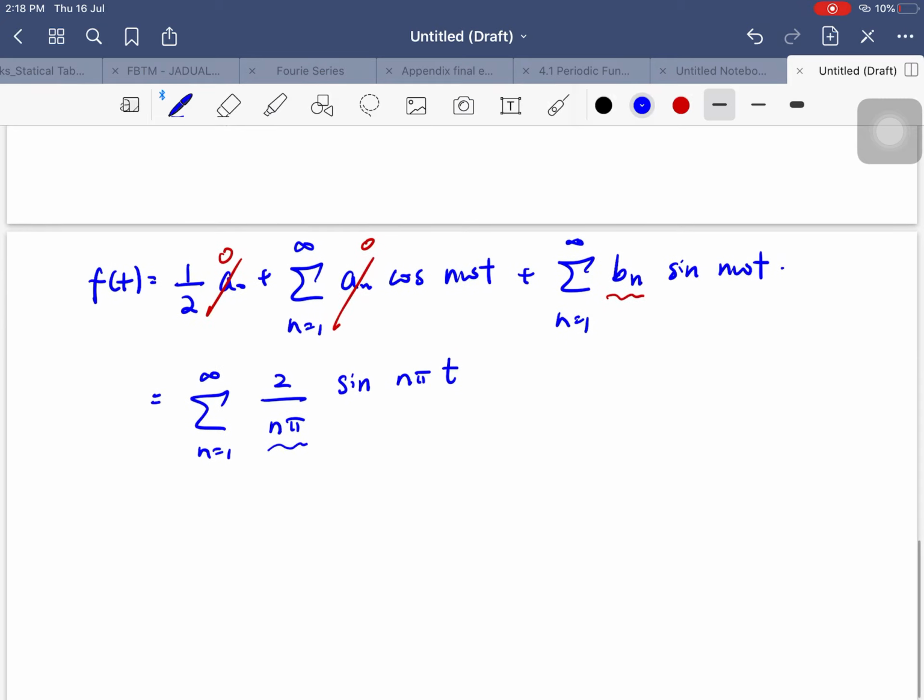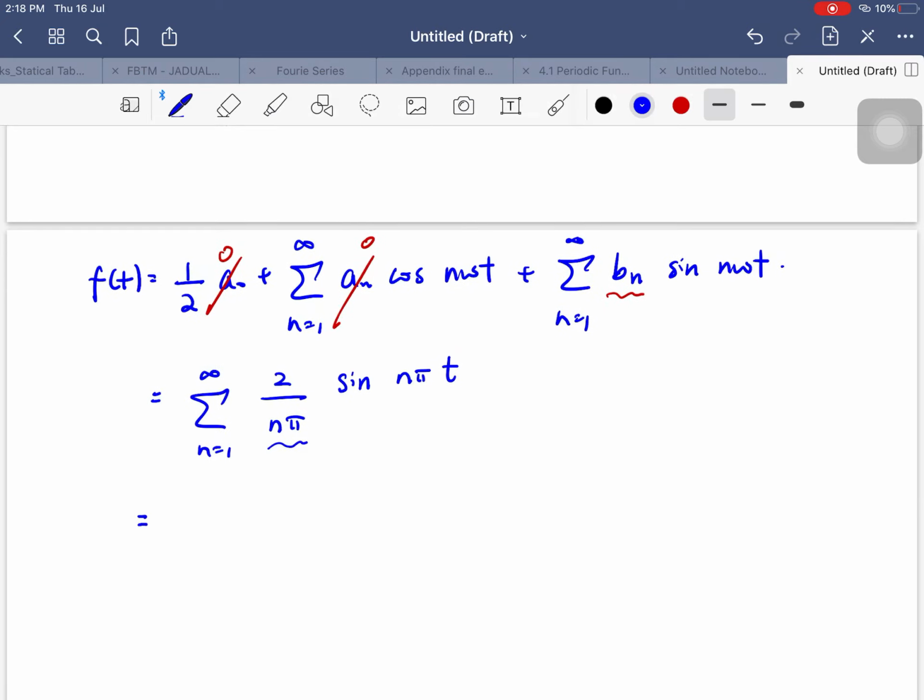Or instead of writing it like this, I can also bring out the 2 and the pi, because they are not related to n. I can write this as 2 over pi, the sum from n equal 1 to infinity of sine of n pi t over n. Anyway, it's possible. You can leave it like this, or you can also bring out the 2 over pi, because they are not related to n. Either way, this is going to be our Fourier series for this particular example. So that's it.